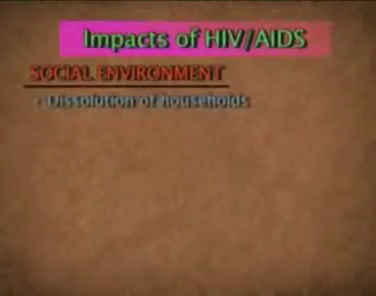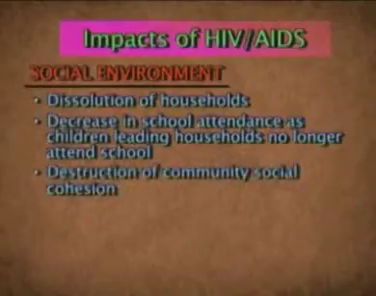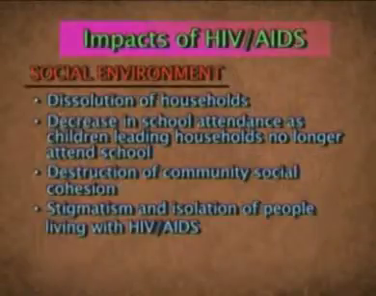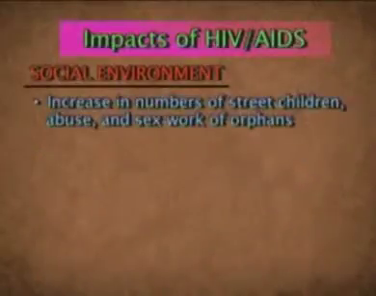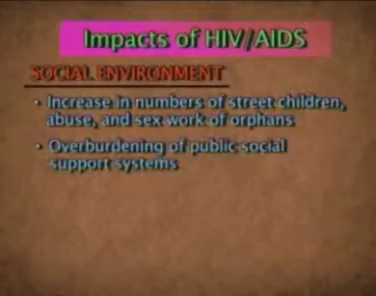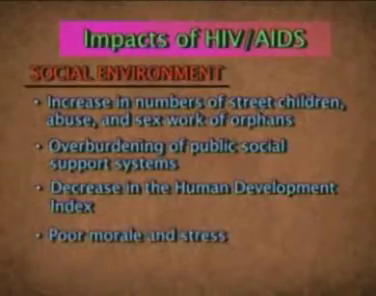Now, we shall discuss the impacts of HIV and AIDS on the social environment. The social environment is disrupted when a person is infected with HIV. There is dissolution of households, decrease in school attendance as children leading households no longer attend school, destruction of communities and social cohesion, stigmatization and isolation of people living with HIV/AIDS, abandonment and abuse of infected women, an increase in the number of street children, abuse and sex work among orphans, overburdening of the public social support system, decrease in the human development index, poor morale and stress.